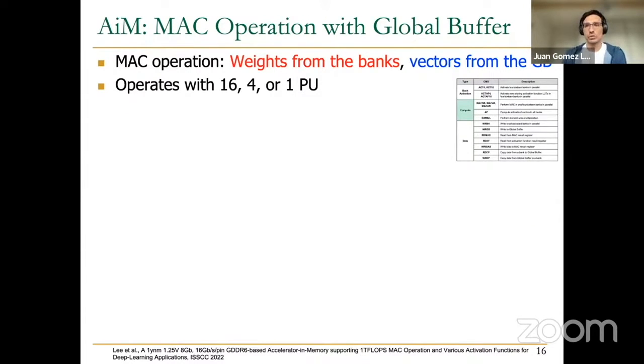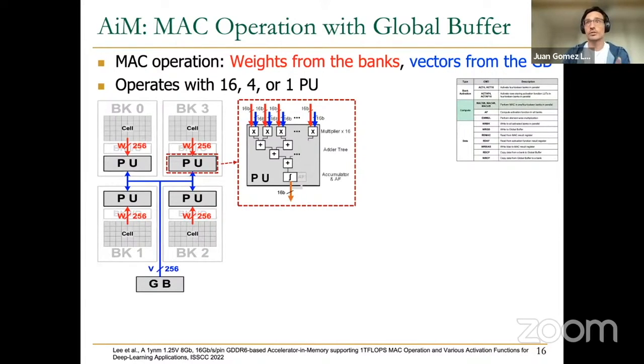And now let's talk about one of the, I would say, most important or representative commands here, that is the MAC operation. The MAC operation, as you already know, is performed in the processing units. These processing units, as I said before, are composed of an array of 16 multipliers and an adder tree. And in order to feed these multipliers, we have to get weights and we have to get vectors. There are 2 different ways of performing the MAC operation.